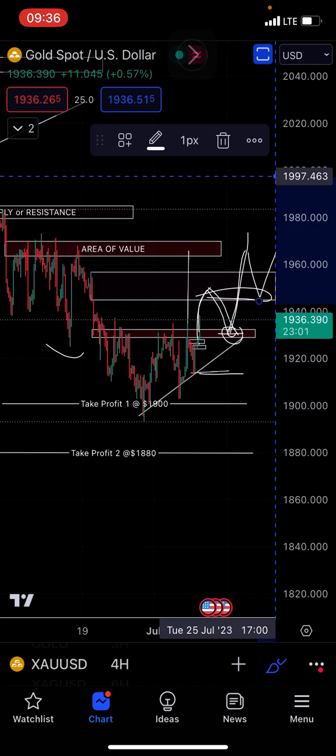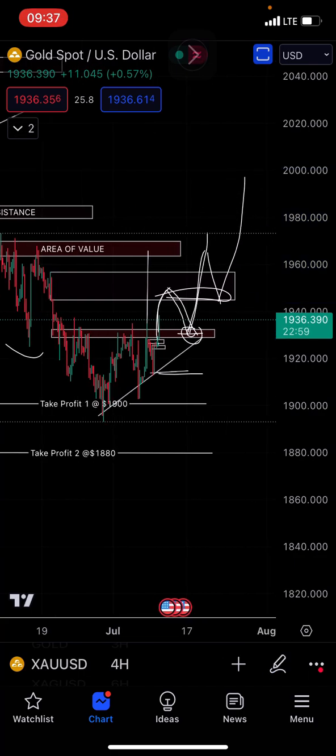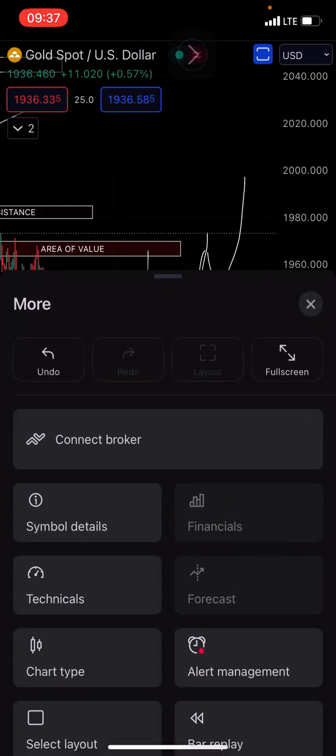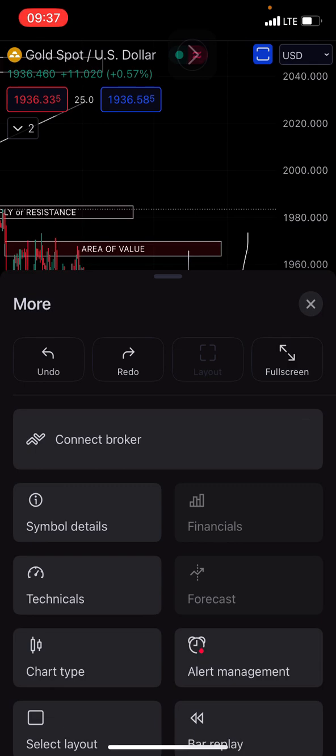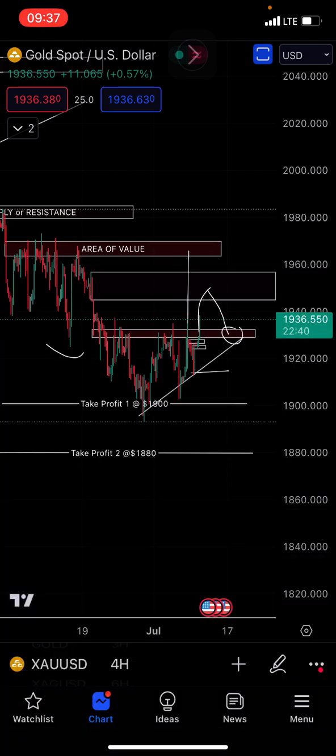So this is a full analysis. I think it's too long for the Telegram group right now, so I'll put it on YouTube and send the YouTube link to the group, because this market is pricing it already. So this is what I have for gold, and this is what I'm looking out for.